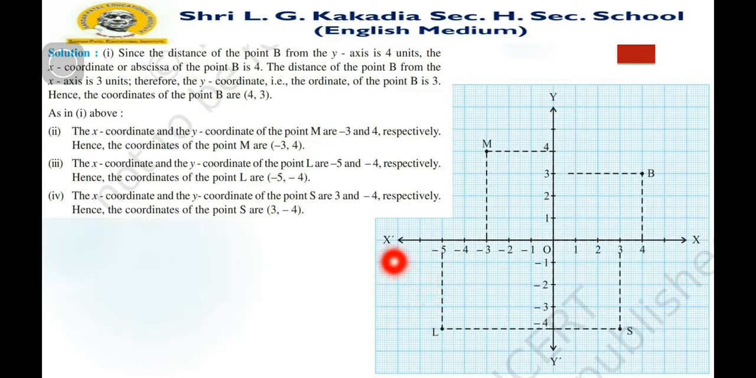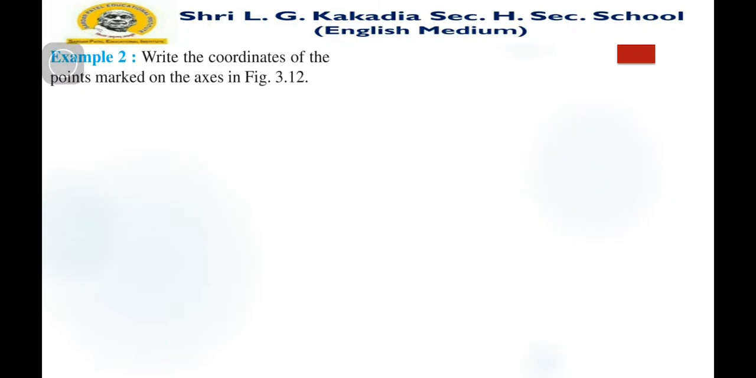About point L, the distance from the y-axis along the x-axis is -5. So its x coordinate is -5, as well as the distance from the x-axis along the y-axis of L is -4. So it is in the third quadrant, and we can see here -5, -4. As well as we can find for the x coordinate on the y-axis is 3 and the y coordinate is -4. So in this way we can denote the coordinates of any point on the plane, as well as write the coordinates of the points marked on the x-axis.